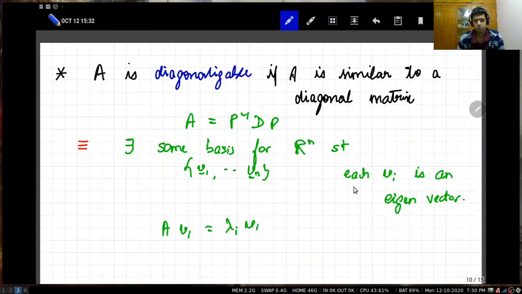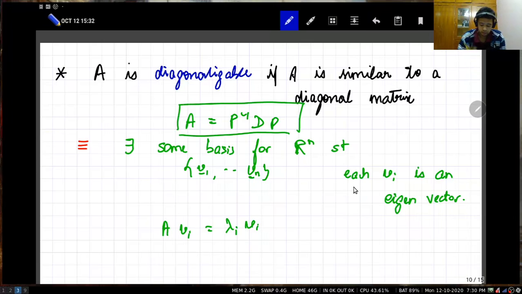Okay. So this is the third canonical form, apart from the LDU decomposition and QR decomposition. This is the eigenvalue decomposition, where A can be written as P inverse DP.